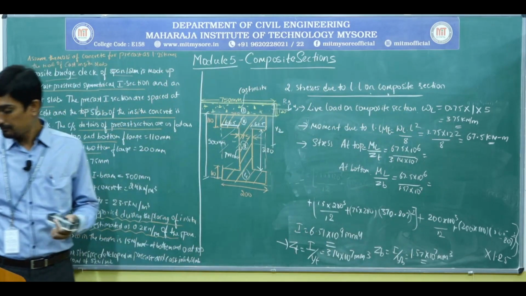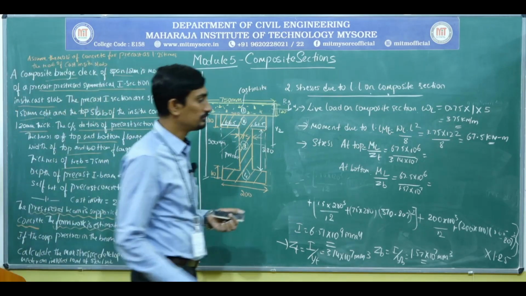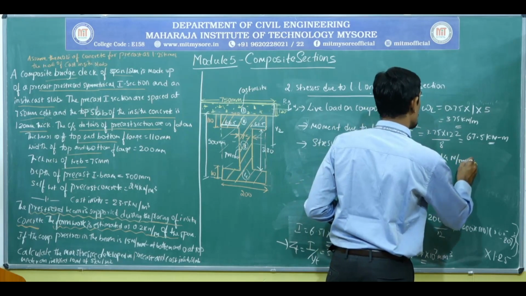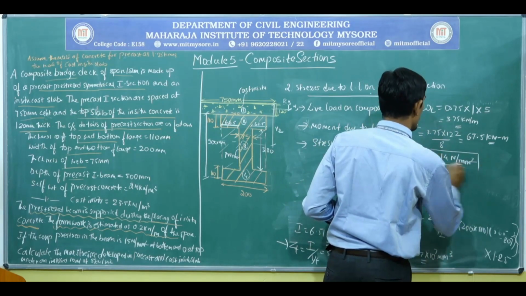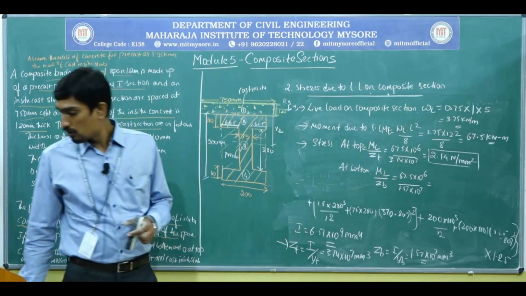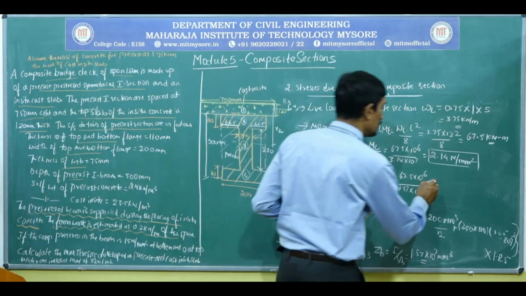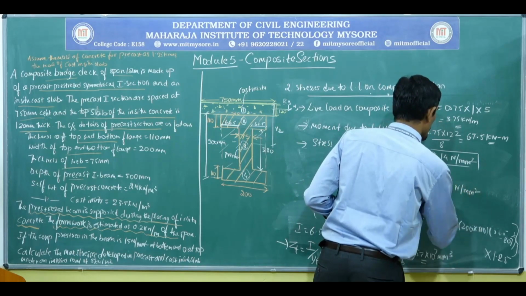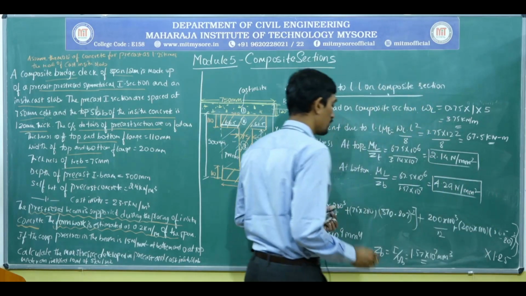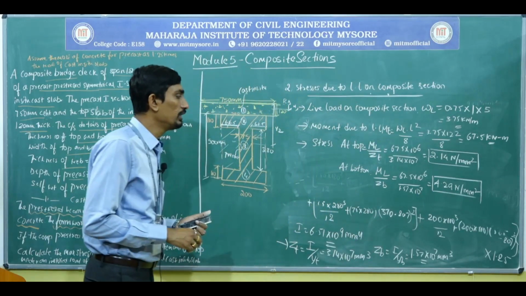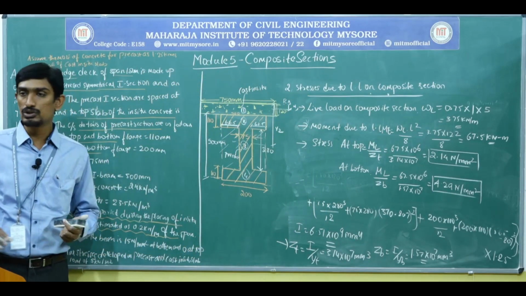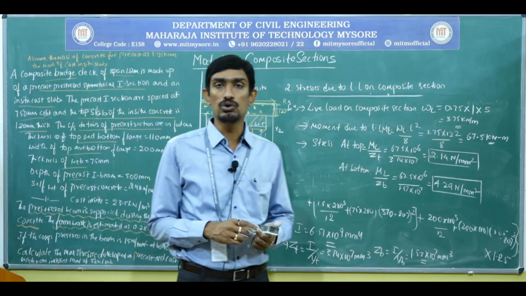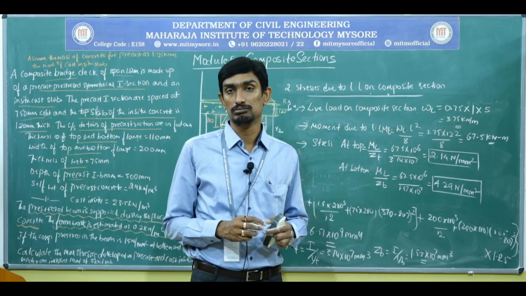So the answer will be 2.14 Newton per millimeter square at the top, and then 4.29 Newton per millimeter square at the bottom. Okay, so like this, you need to calculate the stresses due to live load on the composite section when the modular ratio is not same.